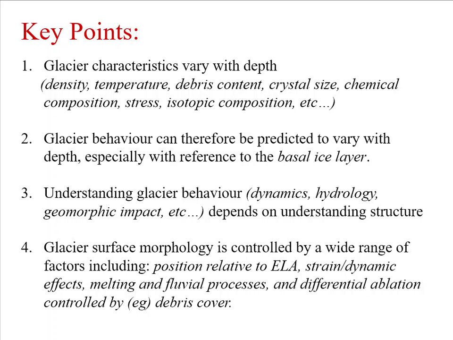It depends on strain or dynamic effects such as crevassing. It depends on melting and fluvial, glacier fluvial processes, and differential ablation controlled, for example, by variations in debris cover around the surface. So we can look at that as a little case study of how different details about the surface of the glacier have an impact on glacier surface morphology.